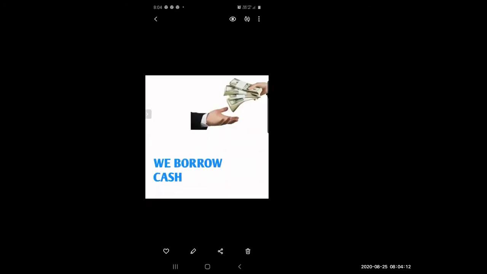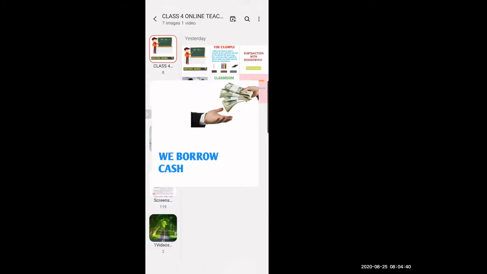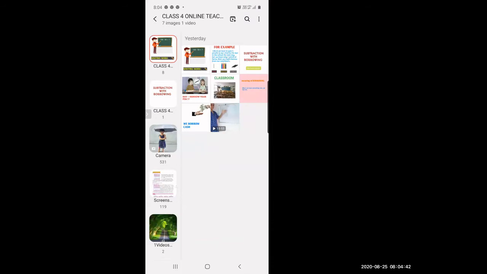The first example is, sometimes at our home it happens many times that we are short of cash, or we are facing financial problems. So what do we do? We borrow cash from our friends, relatives, or neighbors. We ask, can you please give me some cash, I'll return it back to you. In this way we sometimes borrow cash. We will see more examples.